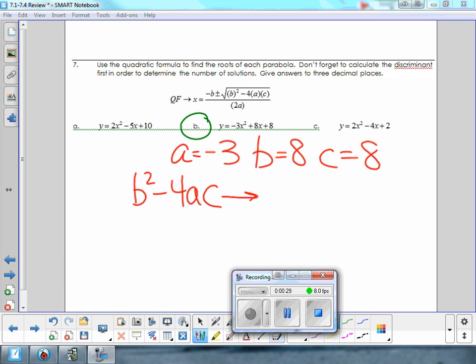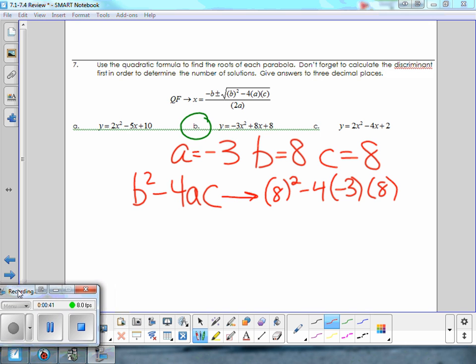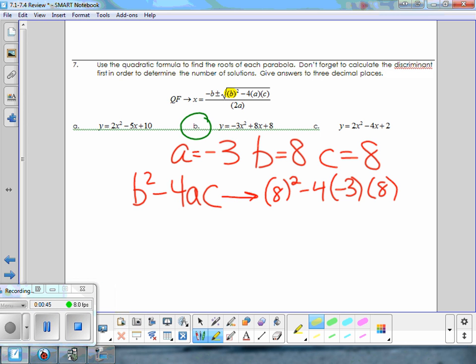All right, so B squared, 8 squared is 64, minus 4 times the A times the C. So the discriminant is the key to the problem. It tells you how many solutions the parabola will have. It's the part that I just highlighted right there.